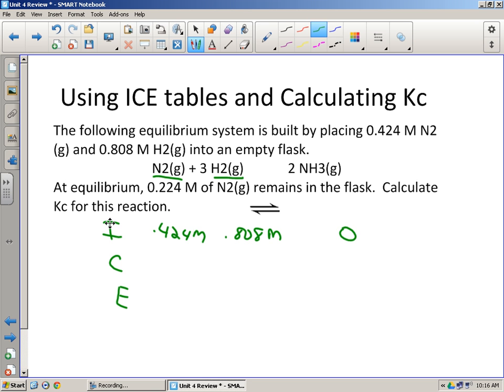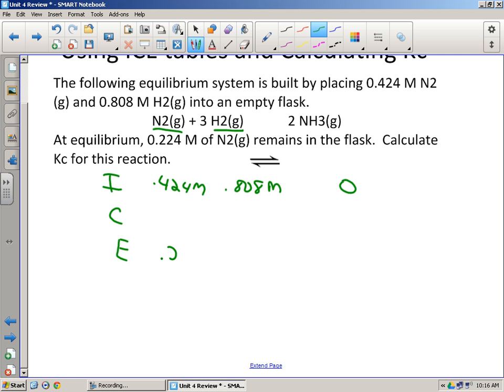And 0 there. It says here at equilibrium we have 0.224. That is a decrease, therefore, of 0.2. And of course, if that's a 0.2 decrease, this is going to decrease or get used up at a rate of 1 to 3 times as much. So that'd be a decrease of 0.6 molar. And that means that that would increase on a 1 to 2 level here. That would be a 0.4 increase. So this will be 0.4, adding those up.